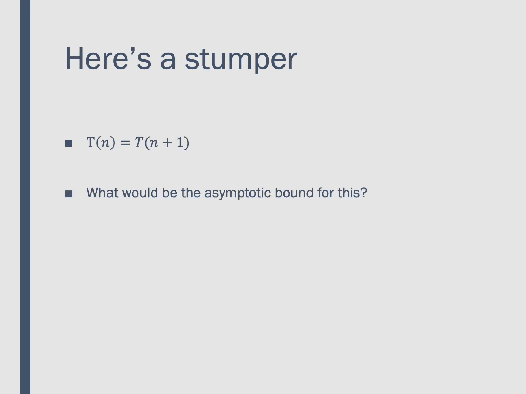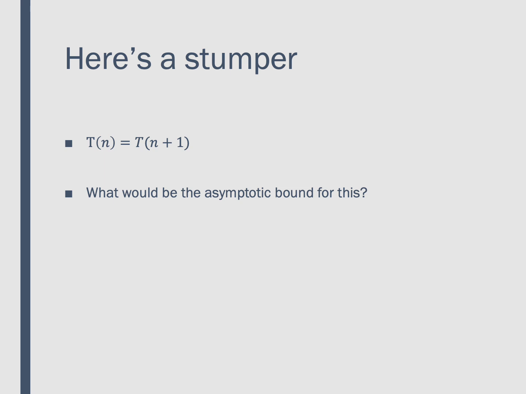Now, here is a stumper. Let's take a closer look at this interesting recurrence, T(n) equal to T(n + 1). This is quite unusual because most recurrences reduce the size of the problem with each step, like T(n - 1) or T(n/2). However, this one does the opposite. It increases the size of the input at each step.